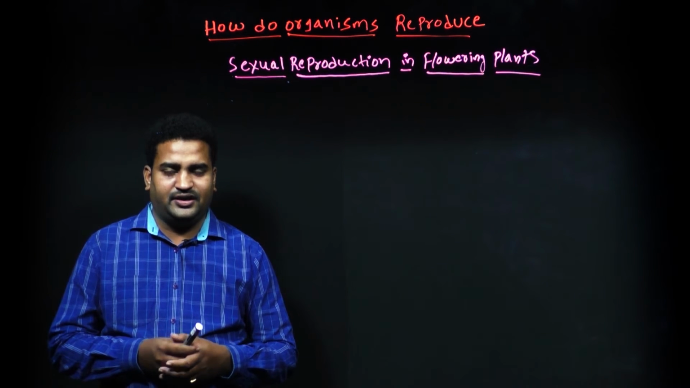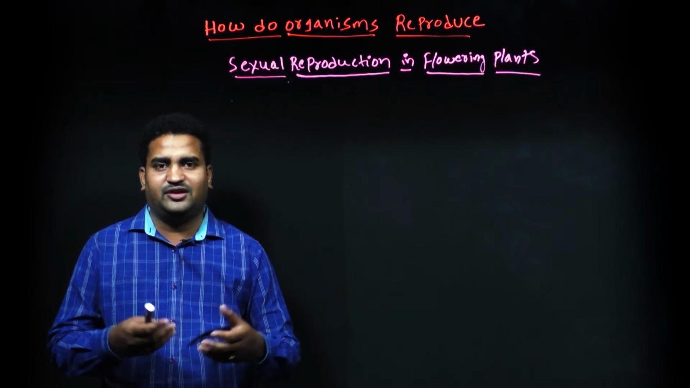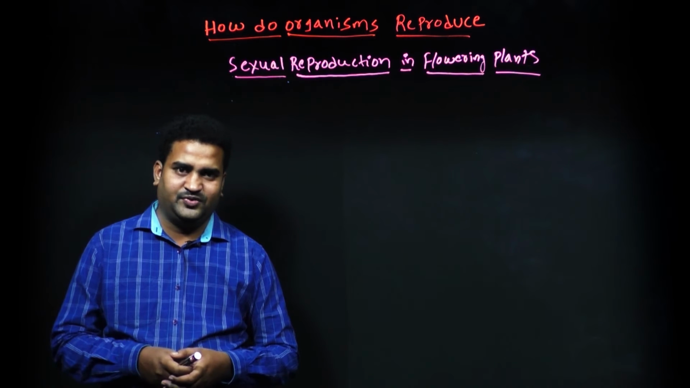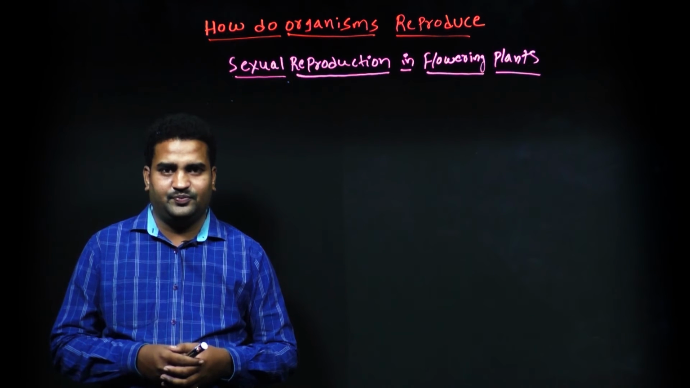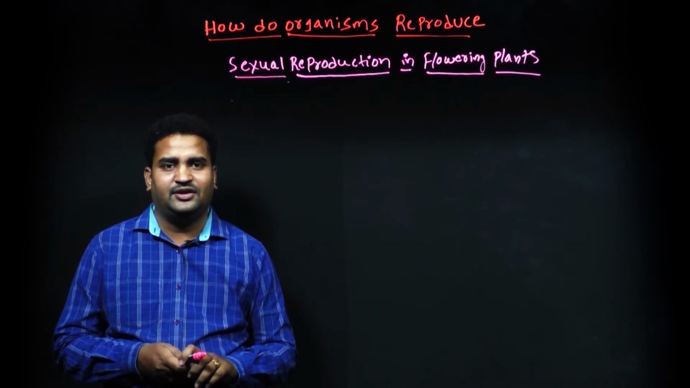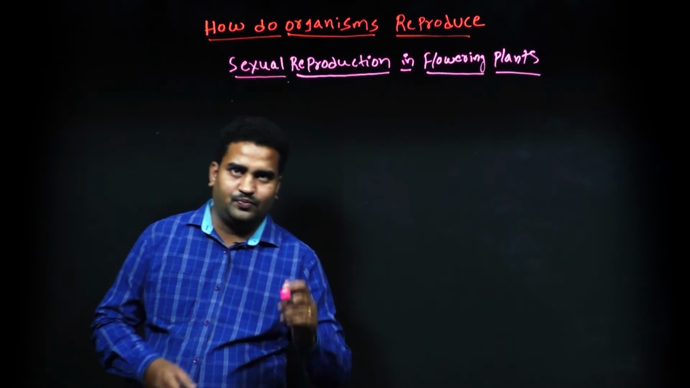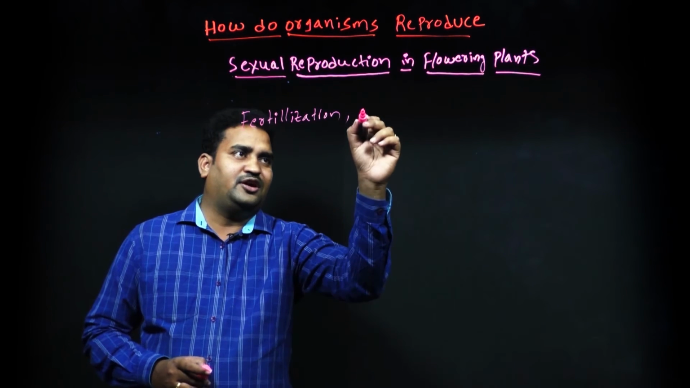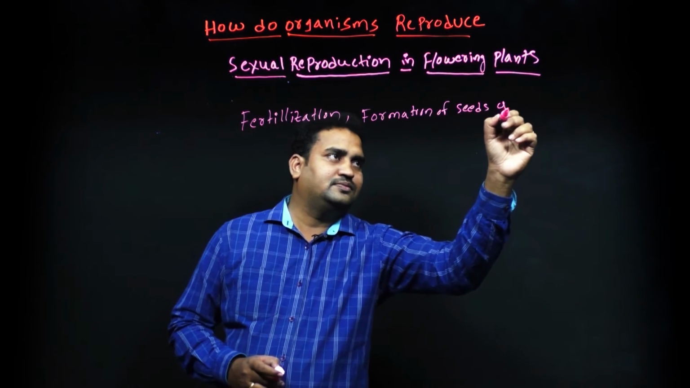Hello students, in our previous session we have seen how pollination occurs in flowering plants. Generally pollination is self-pollination and cross-pollination. Either way, the pollen grains reach the stigma of the female part. Now in this class we are going to understand fertilization and formation of seeds and fruits.